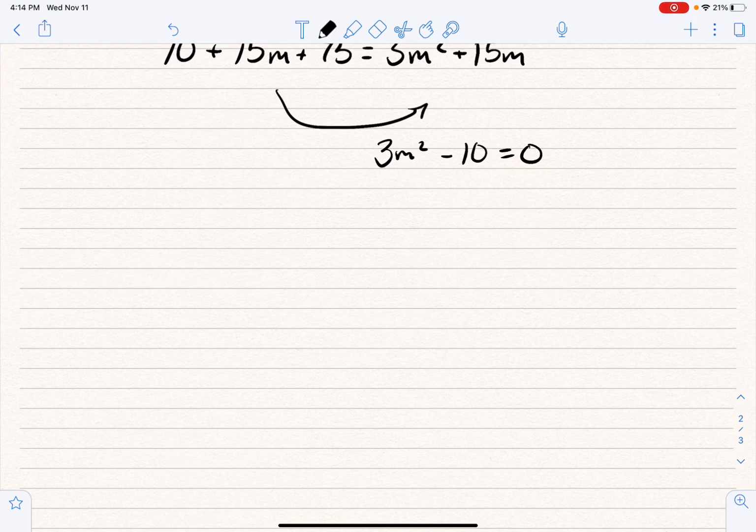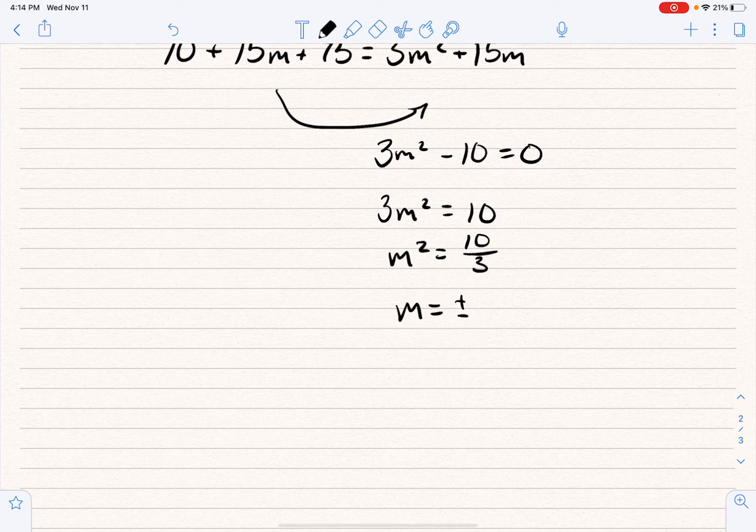All right, at this point, there's a couple different ways of looking at this. You could just go ahead and bump the 10 to the other side and say 3m squared is equal to 10. Divide both sides by 3. m squared is equal to 10 thirds, and therefore m is equal to plus or minus the square root of 10 thirds. Now, hopefully you got the same answer.